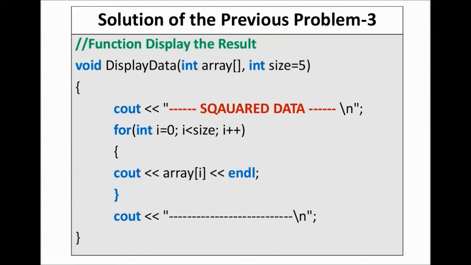So we write for (int i = 0; i < size; i++), and then we cout array element by indexed values one by one, and then we close the function.